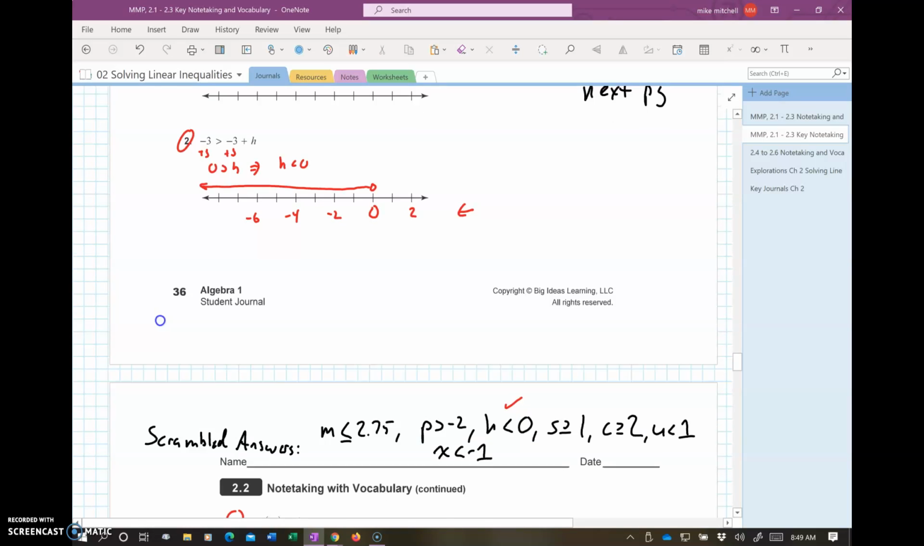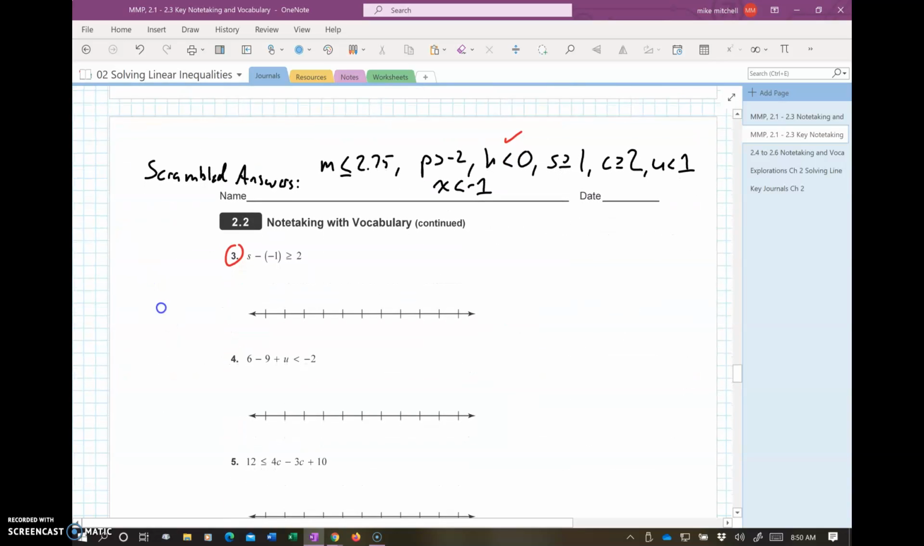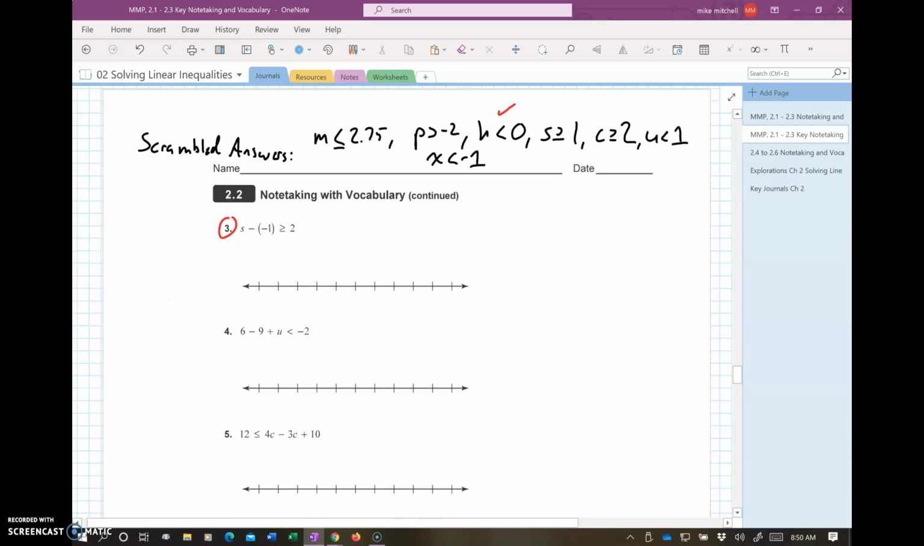There's my answer. It's looking good. Okay. Number 3 here. Well, the first thing I've noticed, this is going to change to a positive, so I really have s plus 1 greater than or equal to 2, minus 1, s greater than or equal to 2.